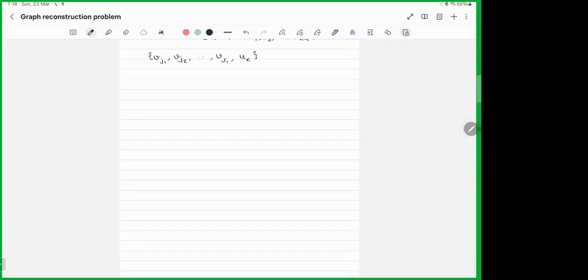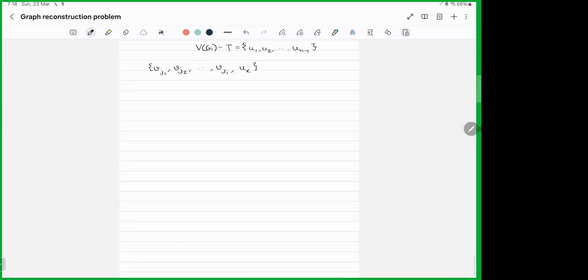Okay. So we have seen that we can reconstruct the cycle graph just by looking at the deck. Can you give me some other class of graph which we can construct using the deck?